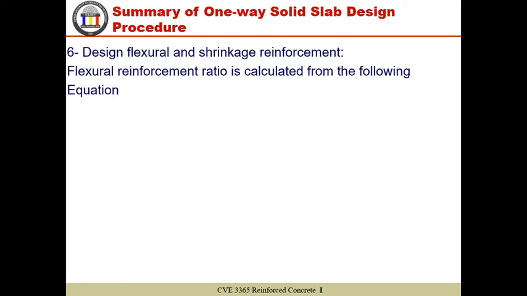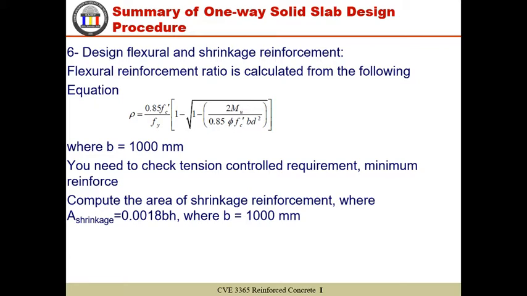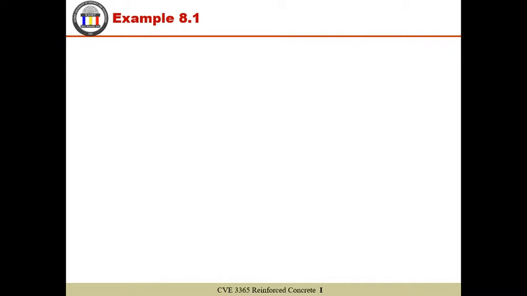So for the flexural, you need to find rho. For the shrinkage also, you need to go to the table. After that, draw a plan and section of the slab with the reinforcements. I mean, draw the detailing. So let us start with this example.